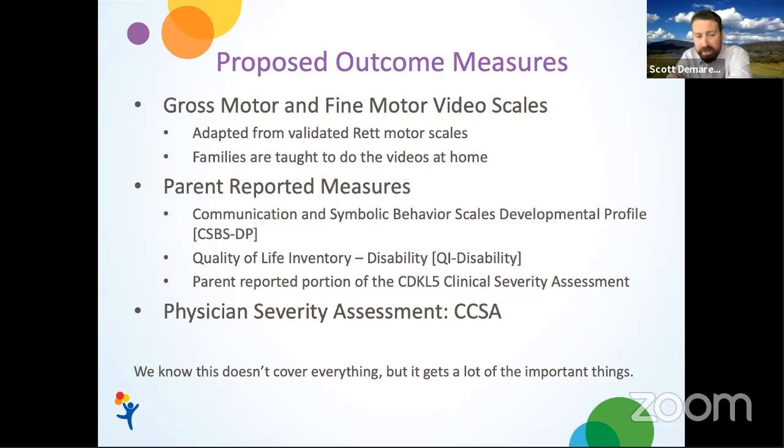Now we recognize that these measures don't capture everything about CDKL5, but it's a lot. And we are really trying to make sure we're capturing the most important parts. We also know that there's some other measures that may be able to be used, like sleep measures and things like that, that we don't have to reinvent. And we're trying to use those alongside these to help validate these measures as well.